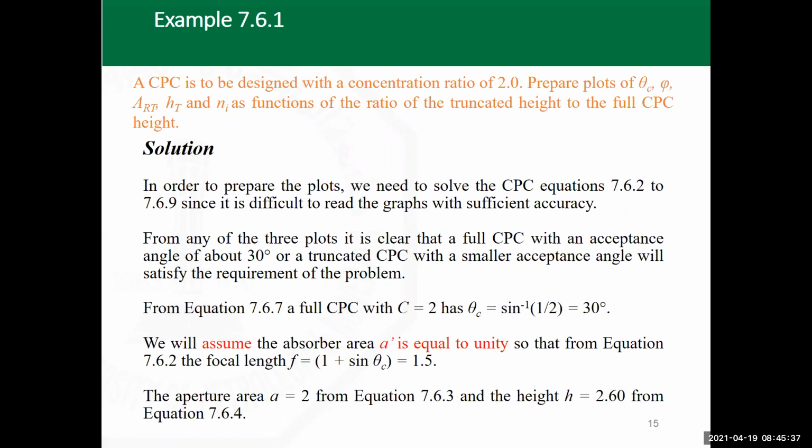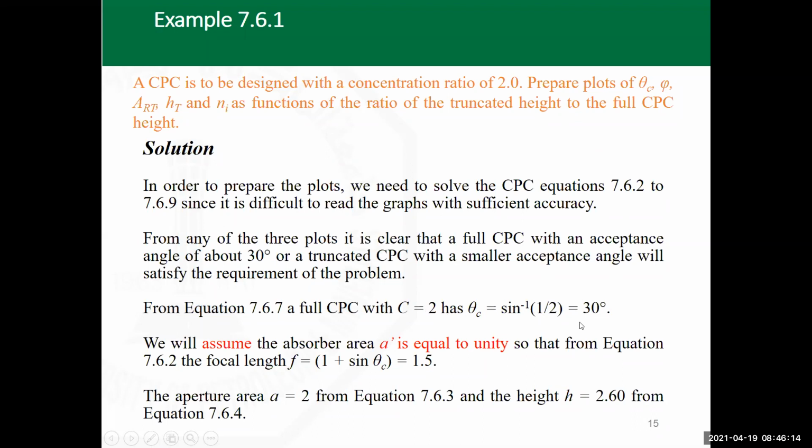Now, if you remember, the concentration ratio has been defined as 1 divided by the sine of the acceptance angle. The concentration ratio is given here as 2, so accordingly we can get the value of the angle theta c, which is sine inverse of 1 over 2. 2 here again is the concentration ratio. Accordingly, for a concentration ratio of 2, you expect the acceptance angle to be 30 degrees.